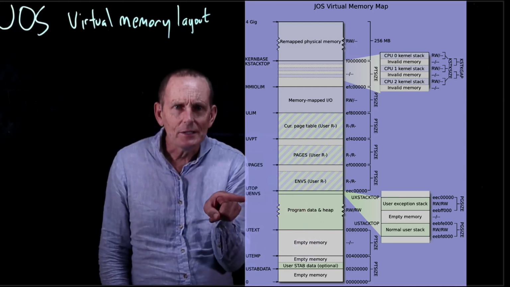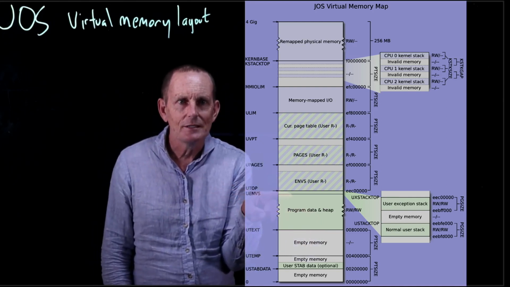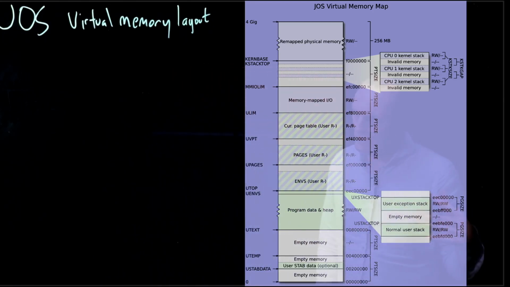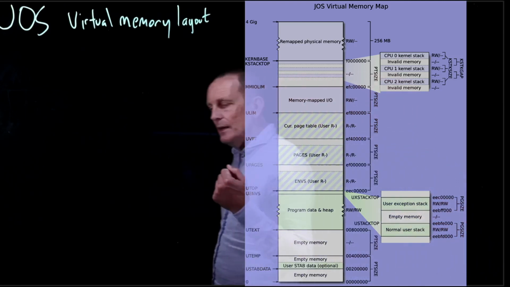What we see at the top here, right at the top, is the stacks. So if we look at the stacks, there are actually 2 stacks. So there are the normal user stack here, and then there's also an exception stack.